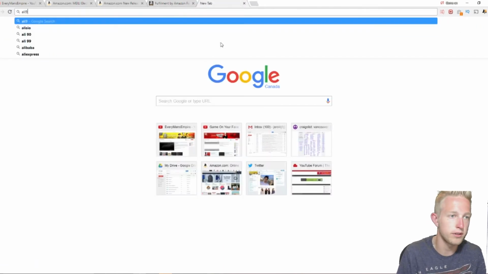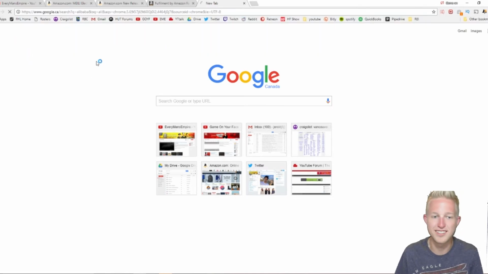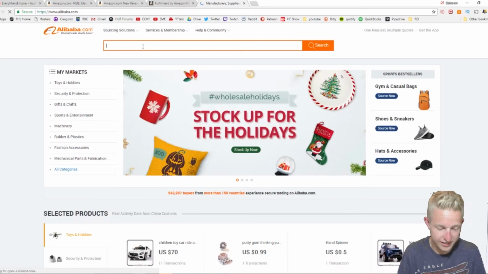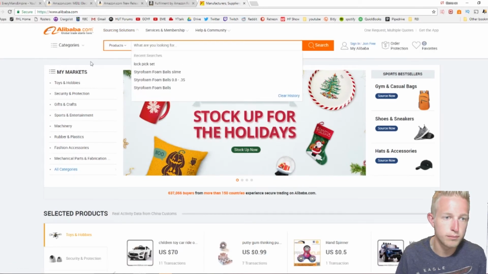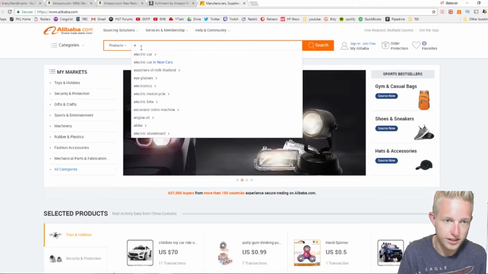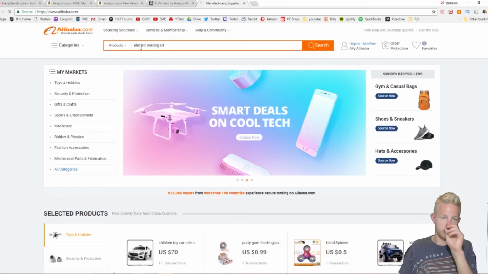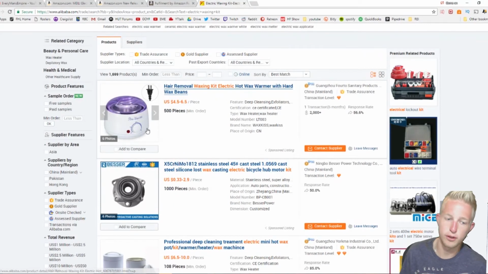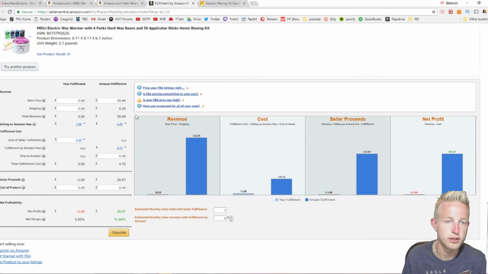Now let's go to Alibaba quickly. Oh, what's going on here? My typing skills can be really bad. All right, so let's look first at the electric waxing kit. Let's see what happens. We pull that up. All right, so this is called $5. I'm just going to go on the rough estimate for you guys. So $5 for that.